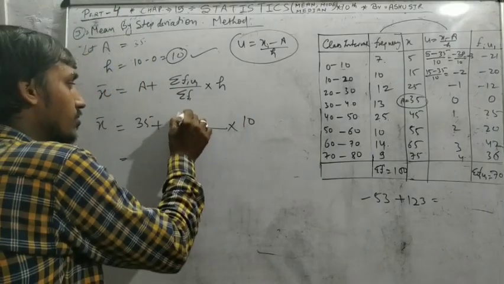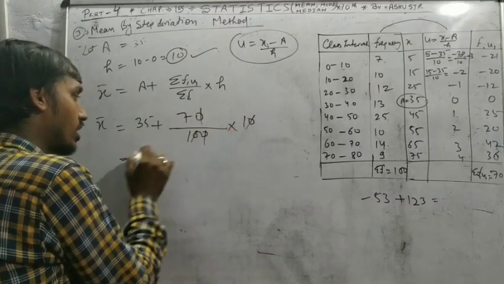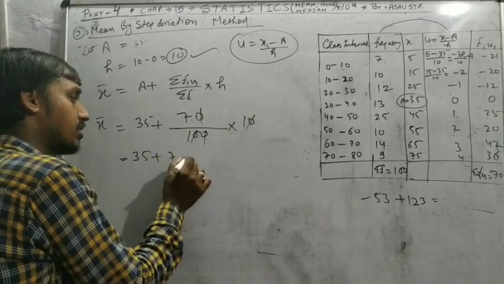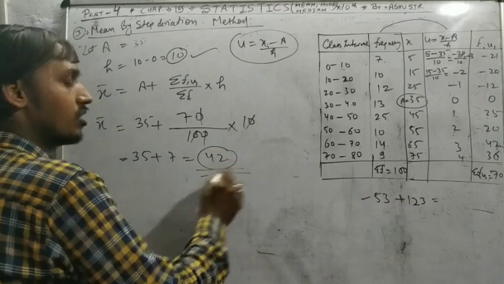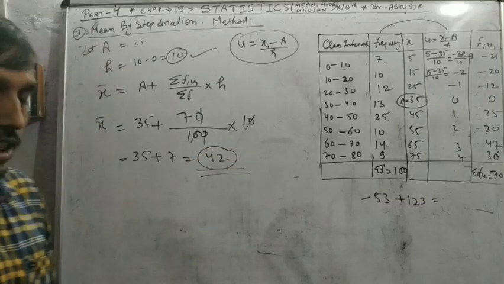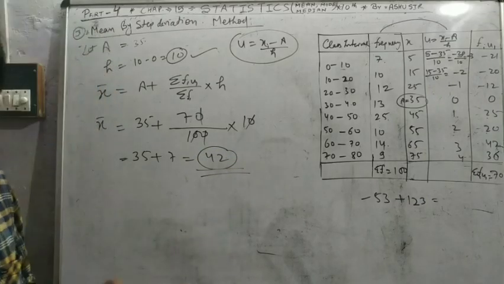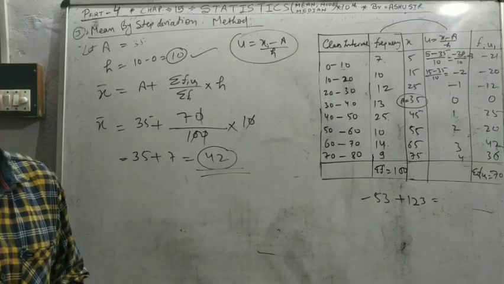Then put here 0, cancel. 35 plus 7, that is 42. Same mean. I already explained, if you find the mean by any method, the answer is always the same.